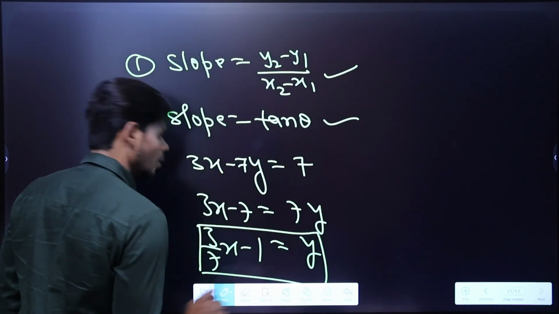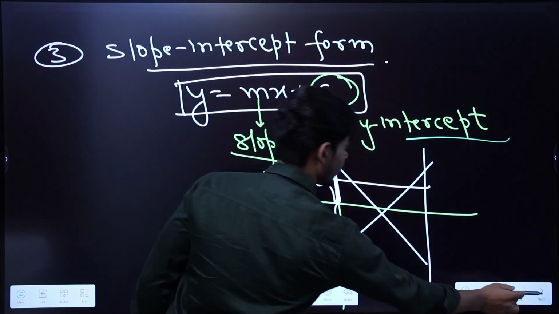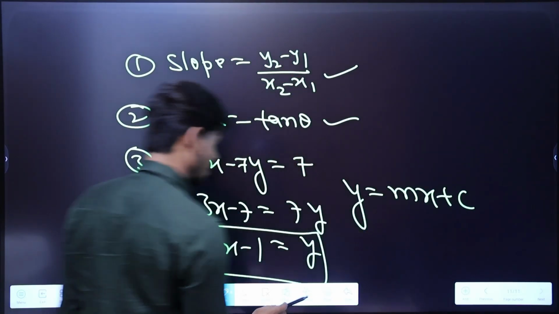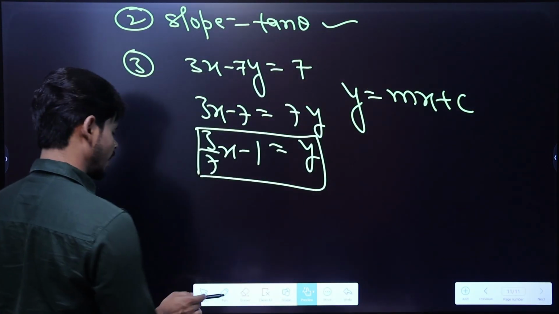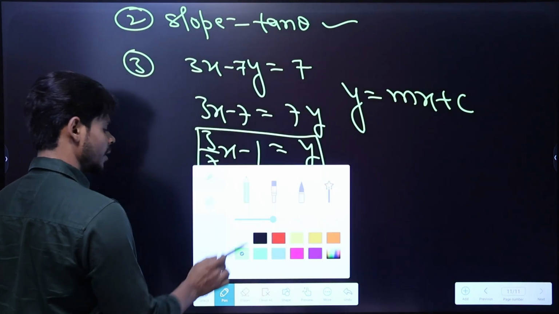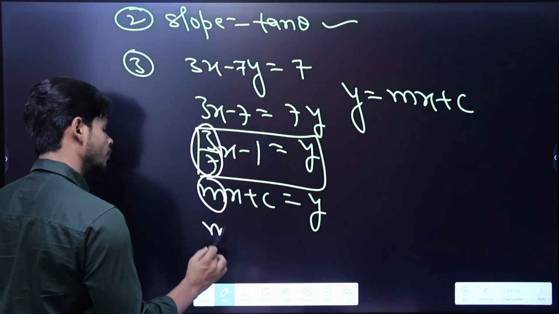Now you need to use the slope intercept form to compare over here. So y is equal to mx plus c. So this is the value of y. So y is nothing but mx plus c. Now if you see, both are exactly the same. So if you compare, your slope will be 3 upon 7.